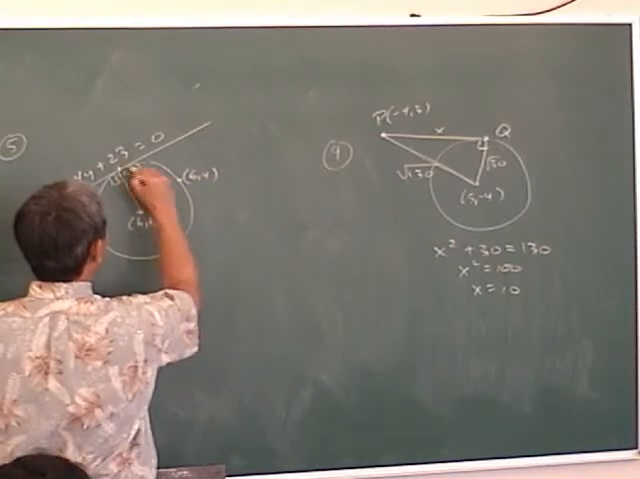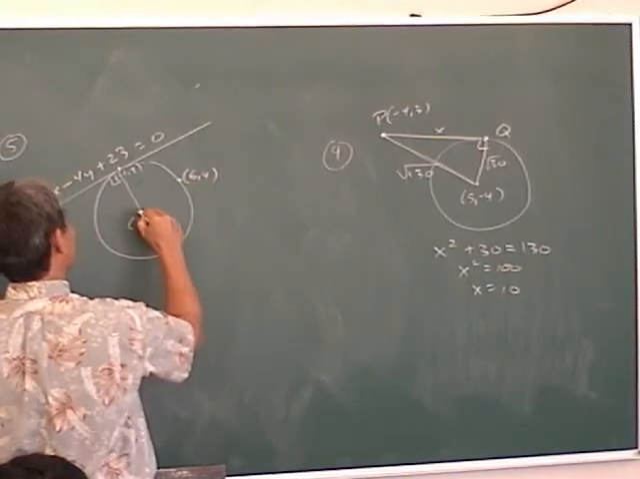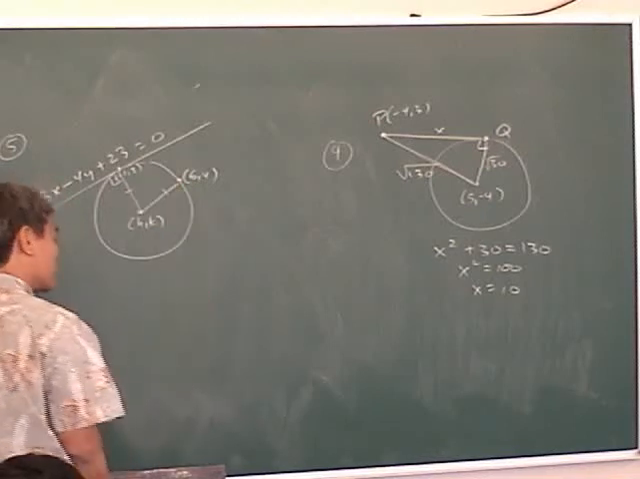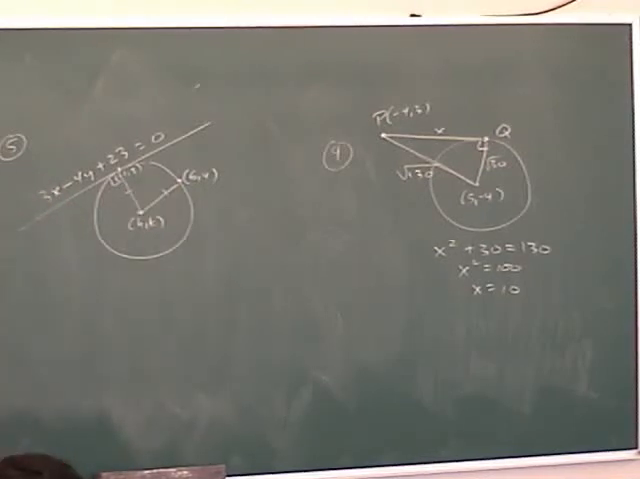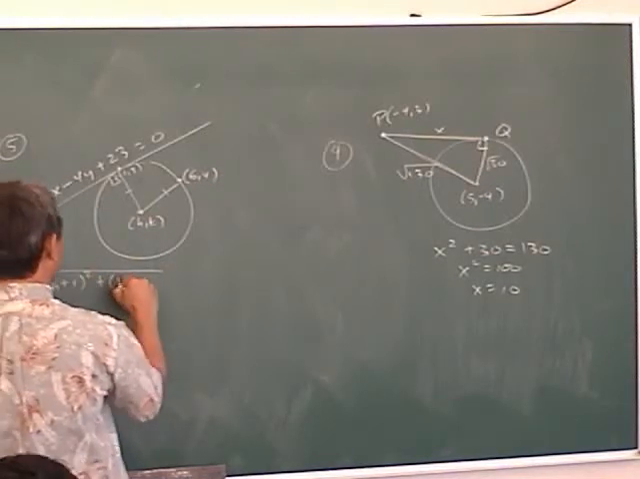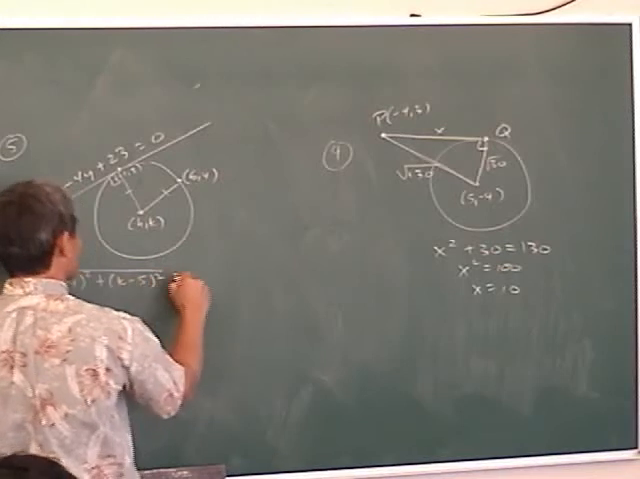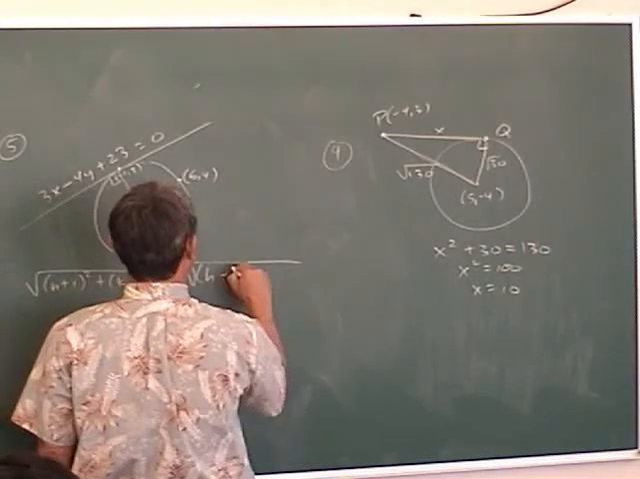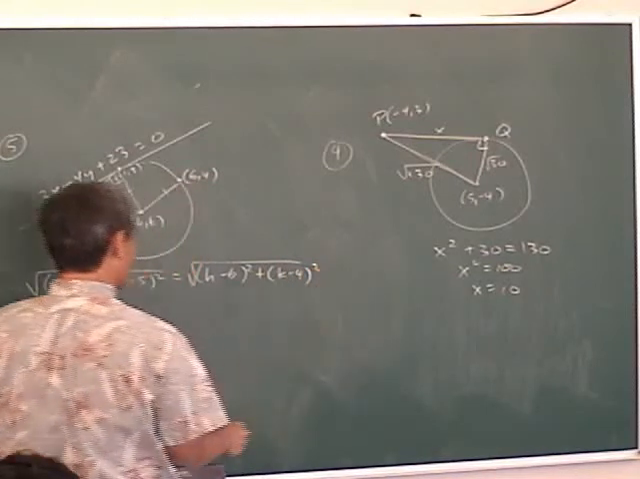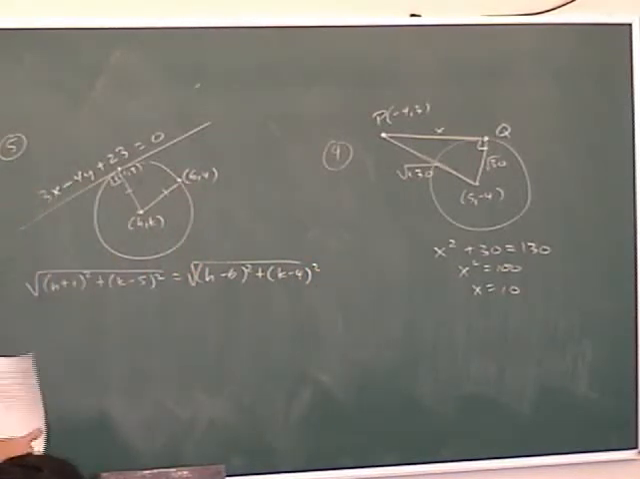Now, if these are 2 points on a circle, what can you say about the distance from the center to there and the center to there? They gotta be equal because they're both radii, right? So write that down. The square root of h plus 1 squared plus k minus 5 squared is equal to the square root of h minus 6 squared plus k minus 4 squared. So I have one equation, but there's 2 variables. So in order to solve for 2 variables, you need 2 equations.